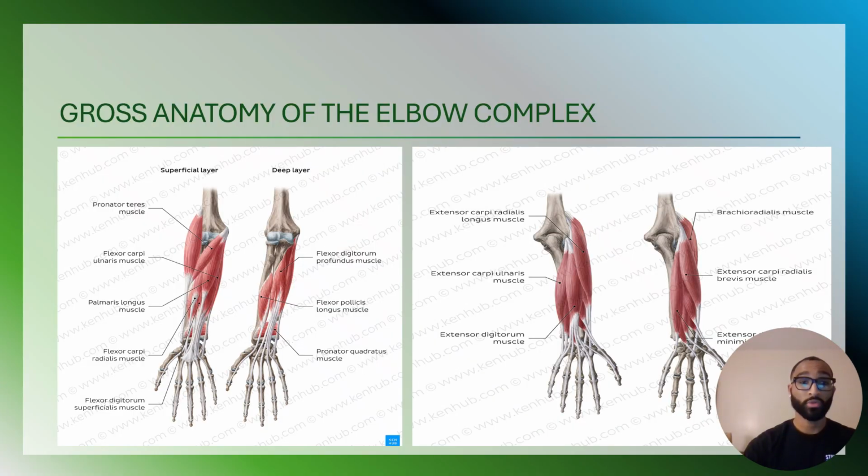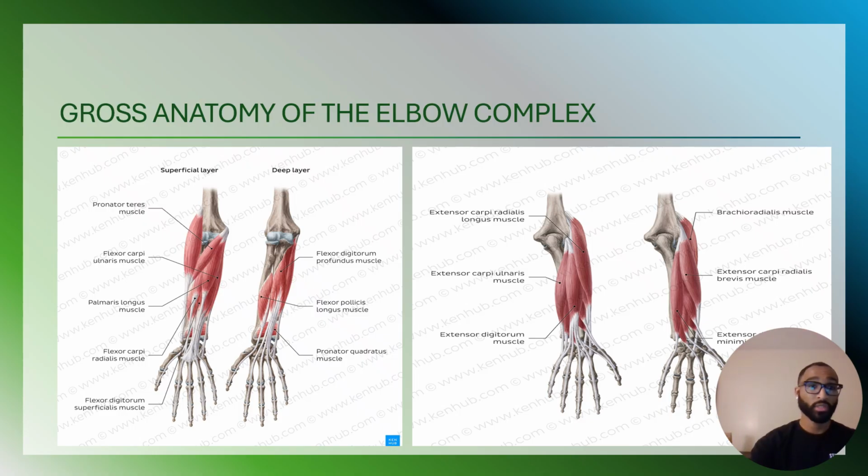All right, so this just shows the gross muscle anatomy of the elbow complex. So as you can see, we have both muscles that insert on the anterior surface of the forearm. So that would be all through here. And then we also have muscles that insert on the posterior aspect of the forearm. And then they have superficial and deep compartments. So the superficial layer is going to be the muscles that sit more superficially, and then the deep layer is the layer of muscles that are sitting under the superficial layer. So you've got flexor carpi ulnaris, pronator teres, so on and so forth.